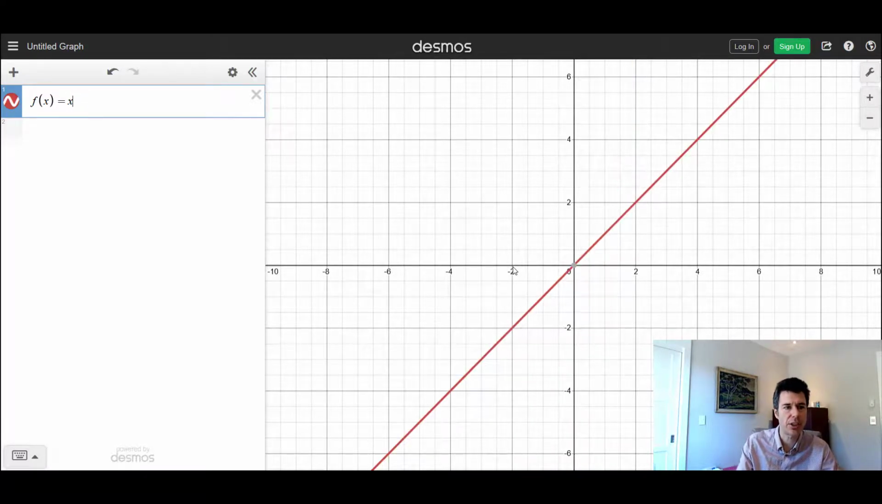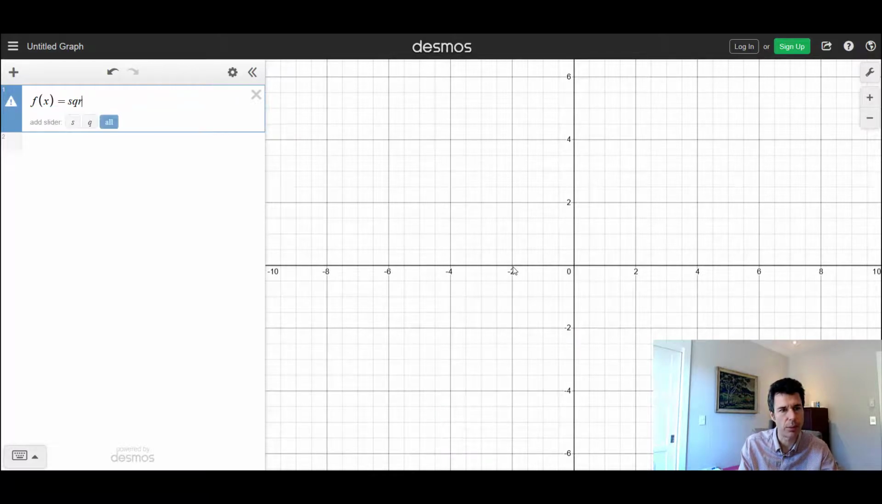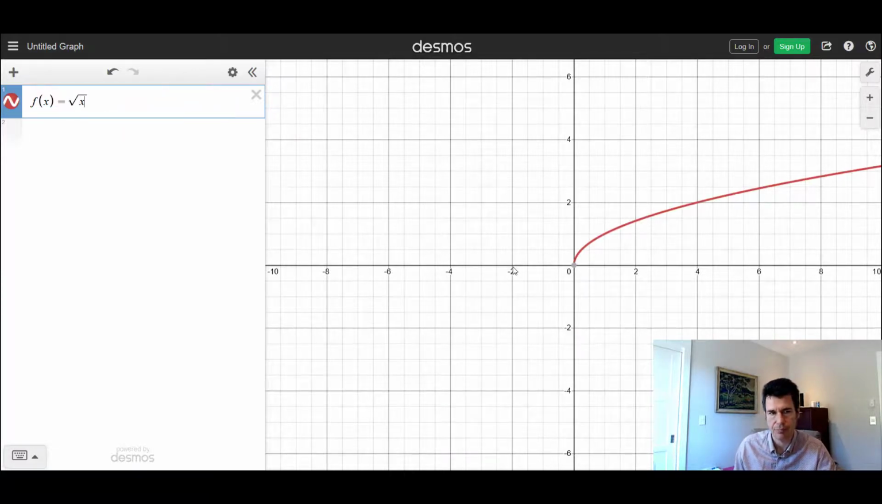The next function is the square root of x. So this function is not defined for x less than 0. You can see in the graph that it doesn't appear. And then to the right of 0, it's the square root. So f of 1 is 1, f of 4 is 2, f of 9 is 3, and so on.